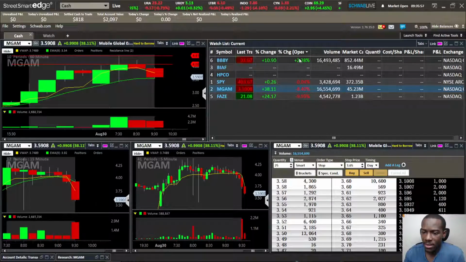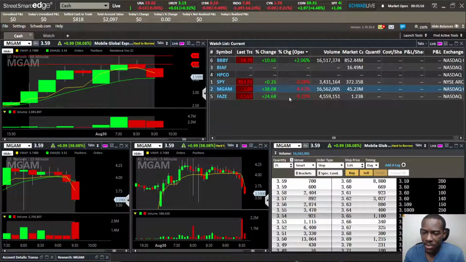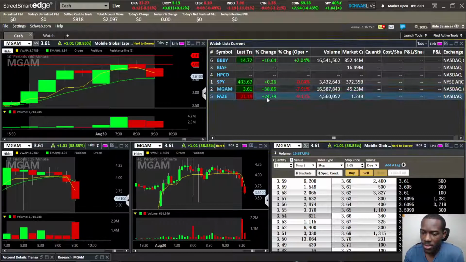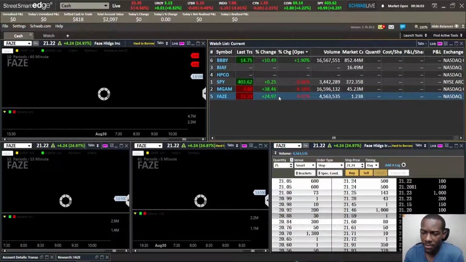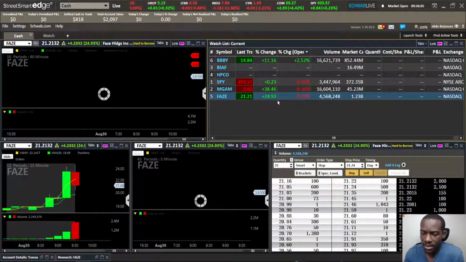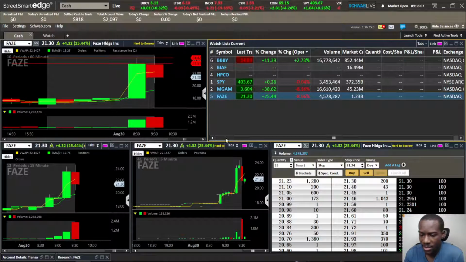MGAM, nice and red on the day as well. Neither one of these had big reasons to be up. This one's already given back almost, it was up, what, 50 something percent or something like that, giving back half of its gains there.